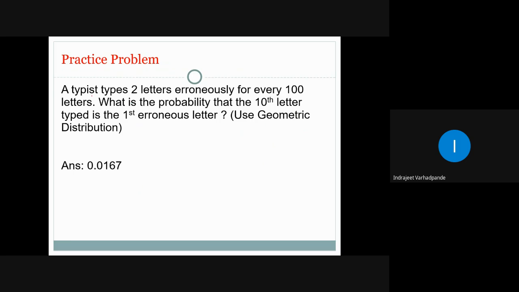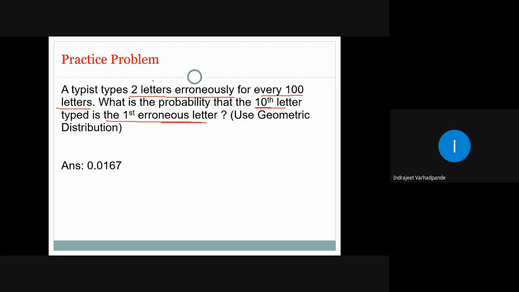One practice problem: a typist types 2 letters erroneously for every 100 letters. Means while typing 100 letters, 2 letters are typed with error. What is the probability that the 10th letter typed is the first erroneous letter? Use the geometric distribution. When it is the first erroneous letter, we want the probability to be calculated. What is the probability of success here? To get the error in the letter, right?